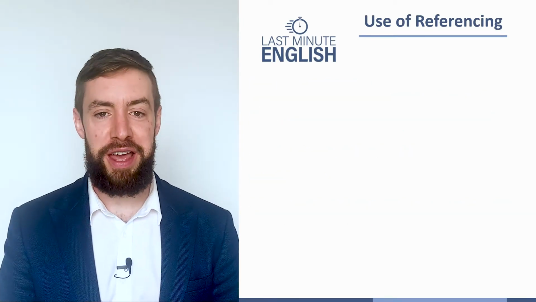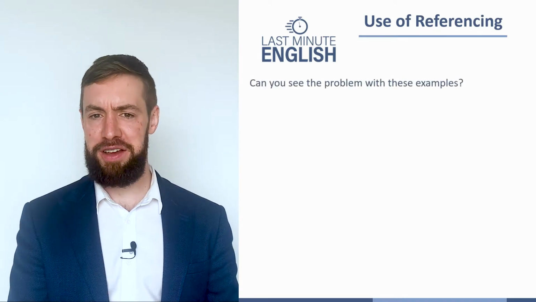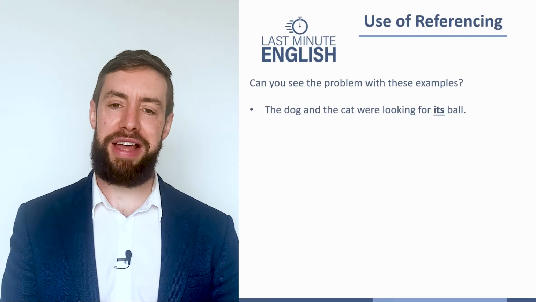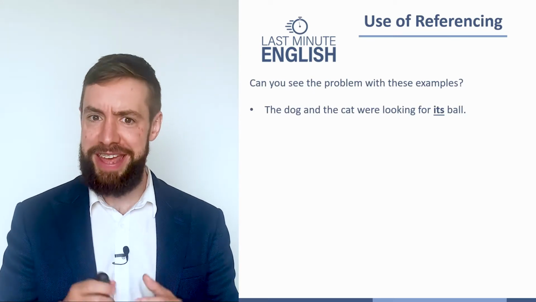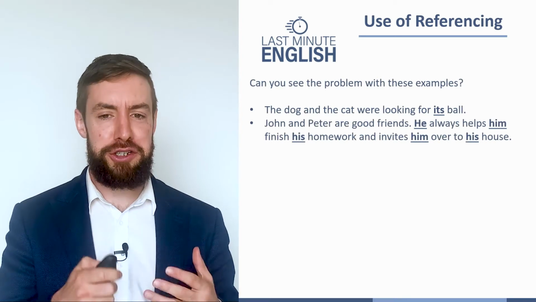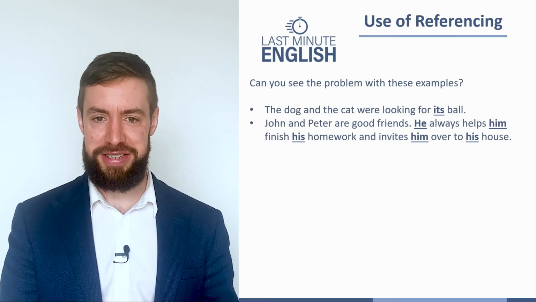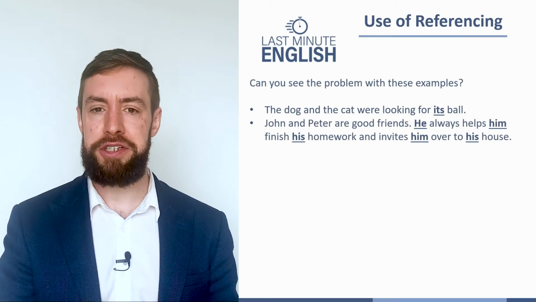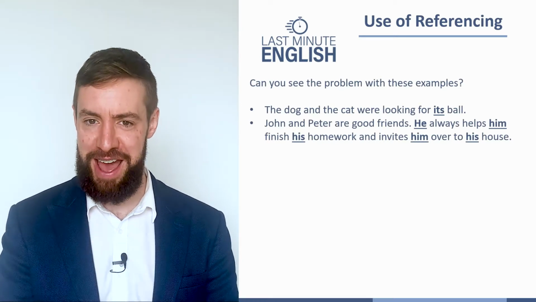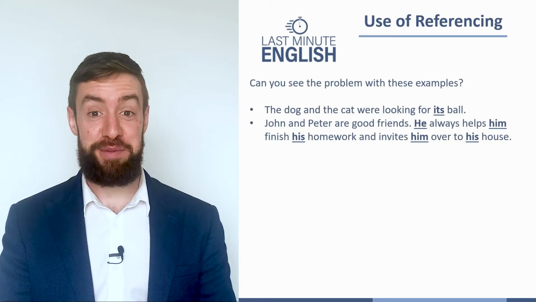So let's take a look at a couple of incorrect examples. First of all, a simple one. The dog and the cat were looking for its ball. And another one, a little more complicated. John and Peter are good friends. He always helps him finish his homework and invites him over to his house. So what's the problem there?